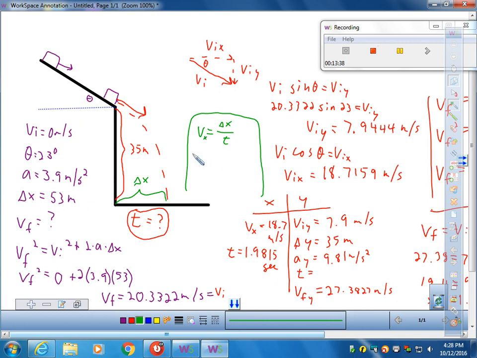So at that point, I'll take my velocity in the x, which is given here, and I will multiply it by my newly acquired time, and that will produce delta x, and that will actually then be our answer to number 12. So for me, I would put in my initial x number, 18.7159, and my time, 1.9815. Multiply those, and the product will be the answer to number 12.